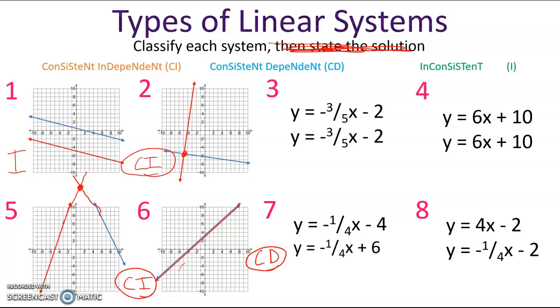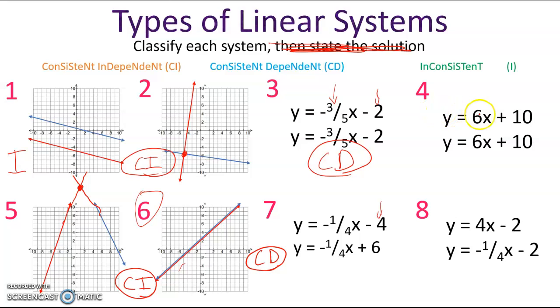Now we can determine this classification just by looking at the equations. The main thing is, number one, look at the slope. Look at your slope and look at your intercepts. If they have the same slope and the same intercept, they're going to be a consistent dependent system, because y equals -3x minus 2 and y equals -3x minus 2 is literally the same line. It's going to look something like what we had in number 6. Same slope, same y-intercept: this is going to be a consistent dependent system.